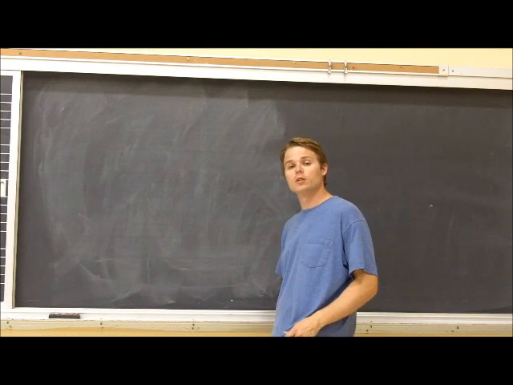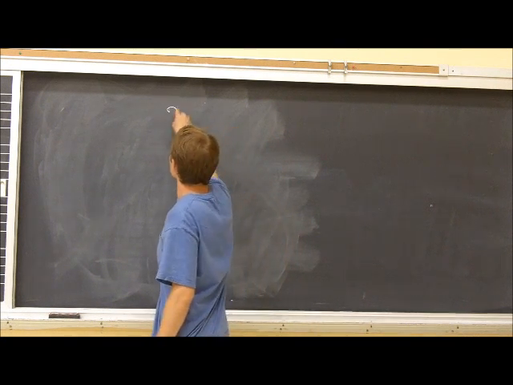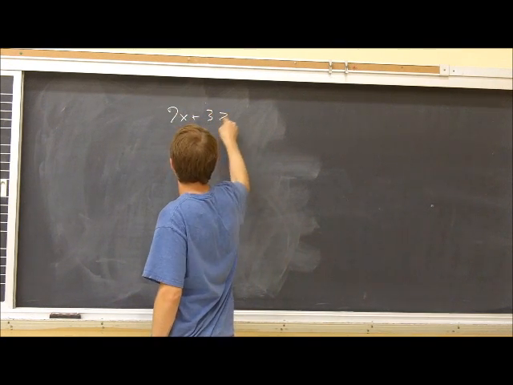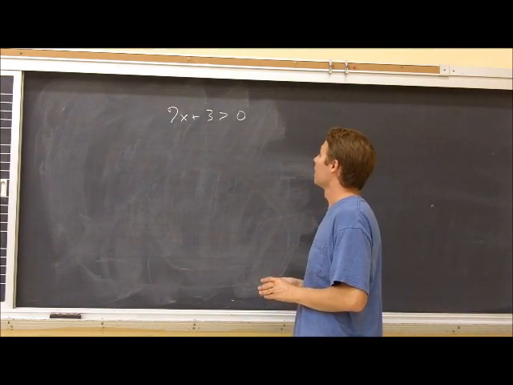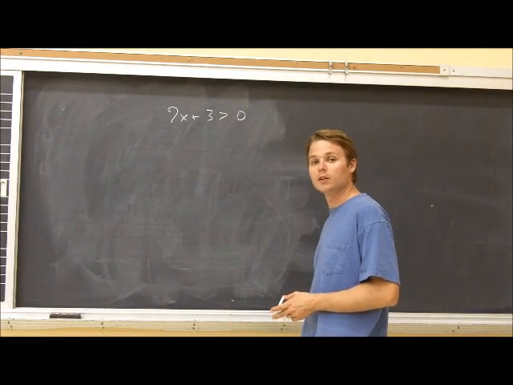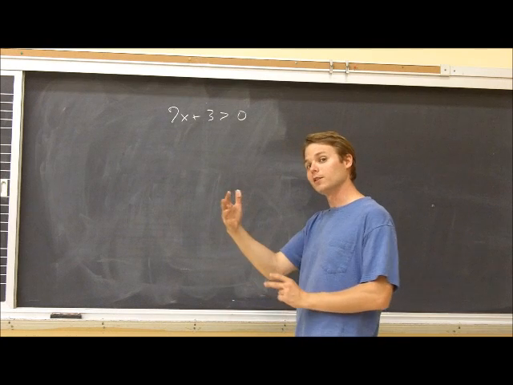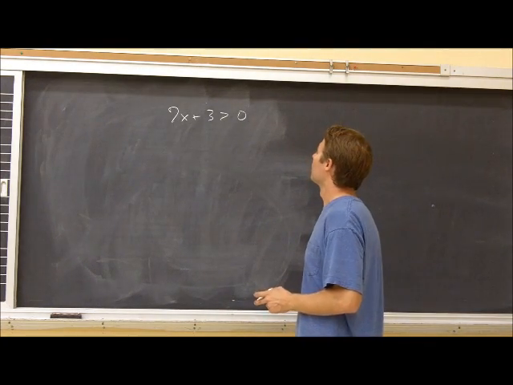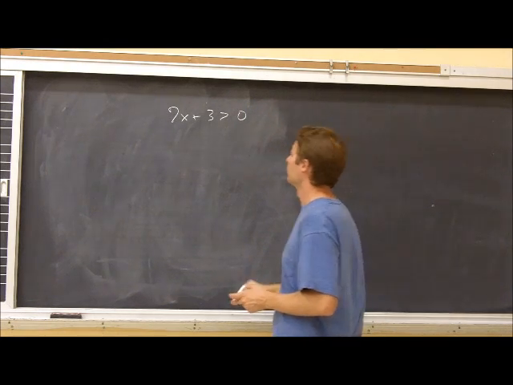Early in the course, we took a look at how to solve linear inequalities. For example, something like 7x plus 3 is greater than 0. And we used some methods. We said it was basically like solving a linear equation, except we had to be careful that if we divided by a negative number, we had to flip the sign. We had to flip from greater than to less than, or less than to greater than.